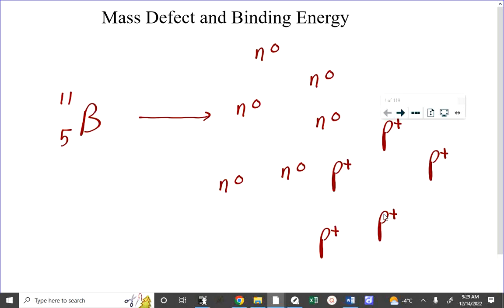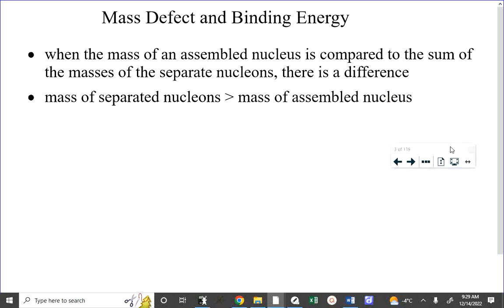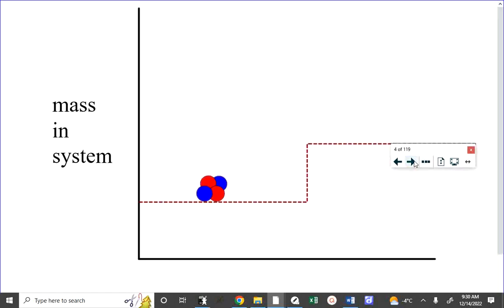And because energy and matter are the same thing, they just take on a different appearance, what happens is the mass goes up. It seems weird, but the sum of the masses of the parts is greater than the mass of the whole. It's not normally how things work, but this is how it works for nuclei. That energy required to accomplish this is called the binding energy, and the increase in mass is called the mass defect. So when the mass of the assembled nucleus is compared to the mass of the separate nucleons, they're different. The mass of the separated nucleons is greater than the nucleus.